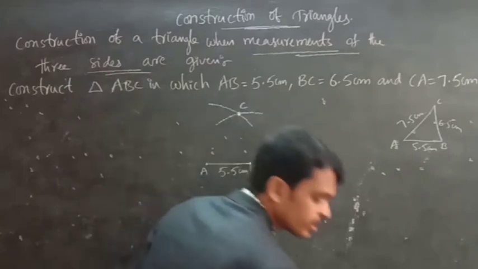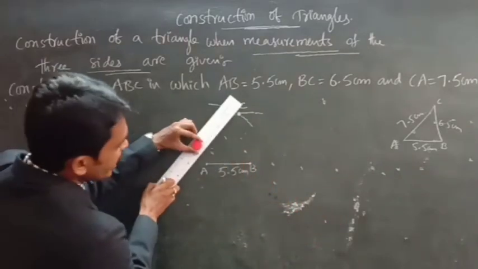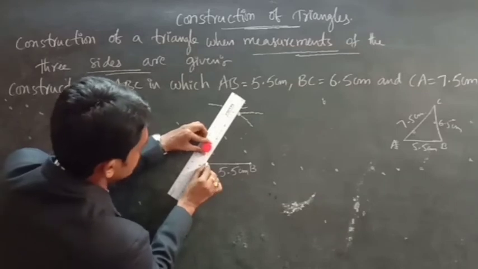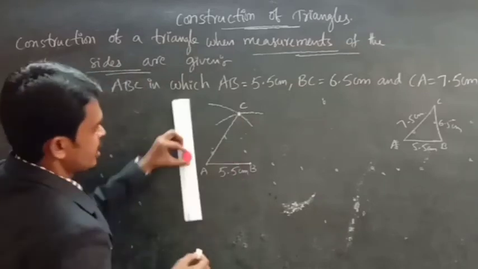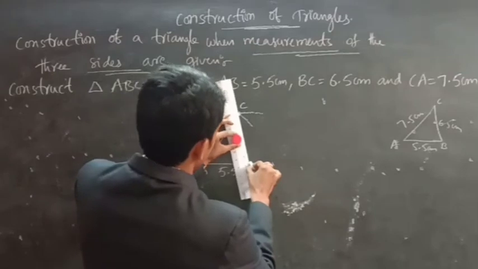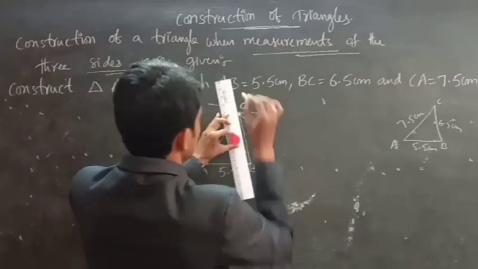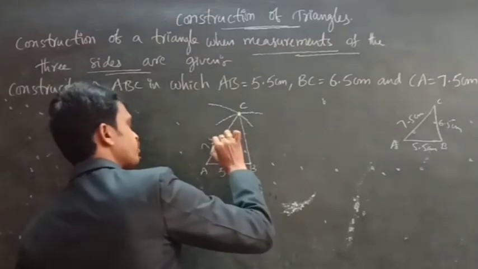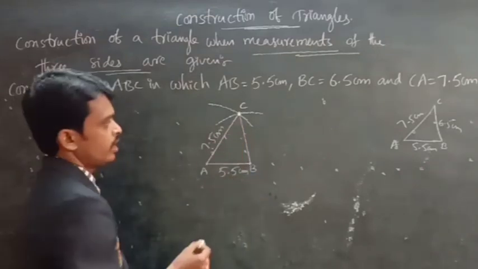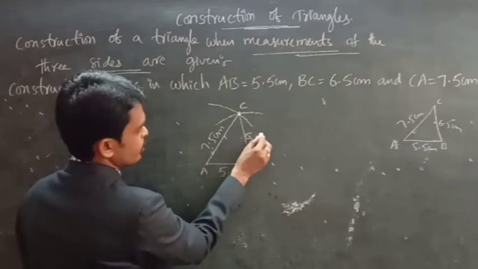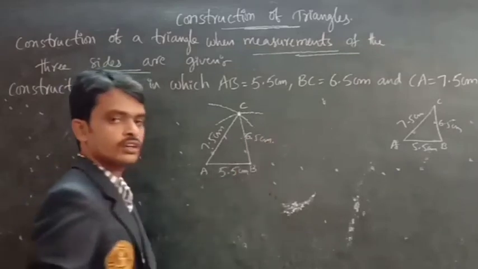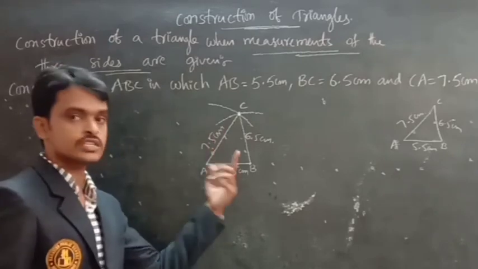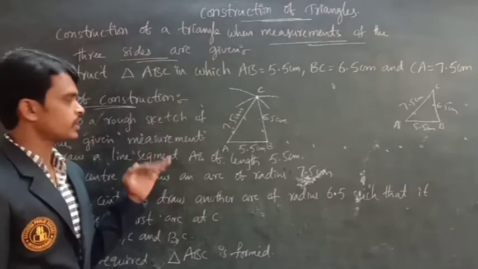Now we should join A, C and B, C. We know that this is 7.5 centimeters and this is 6.5 centimeters. So the required triangle ABC is formed. Steps of construction.